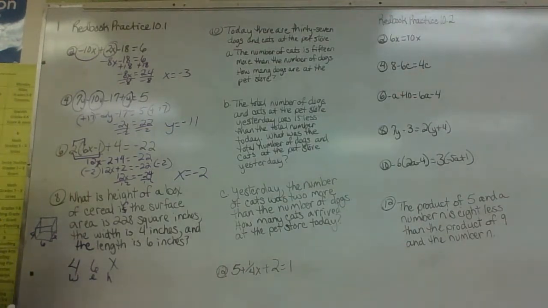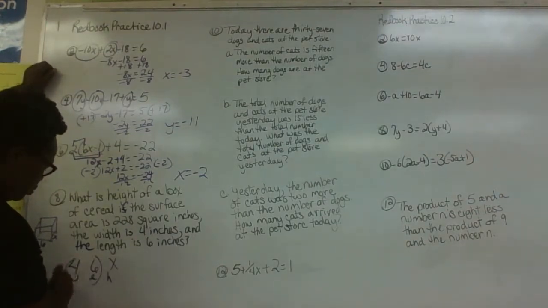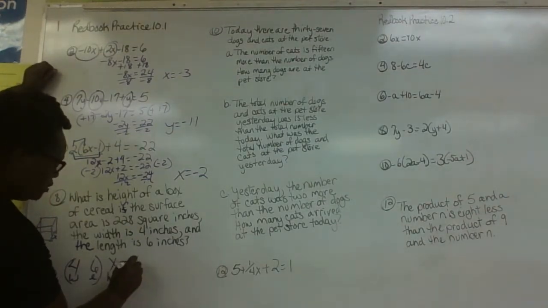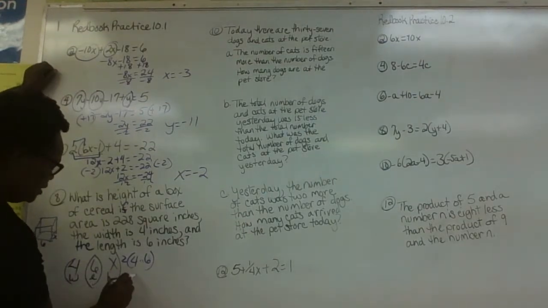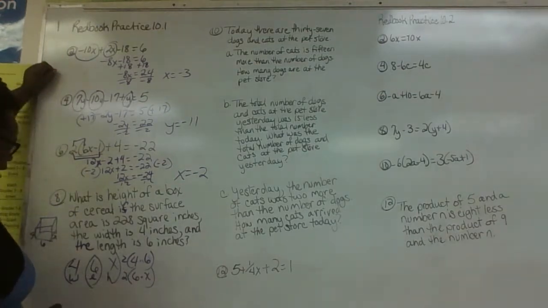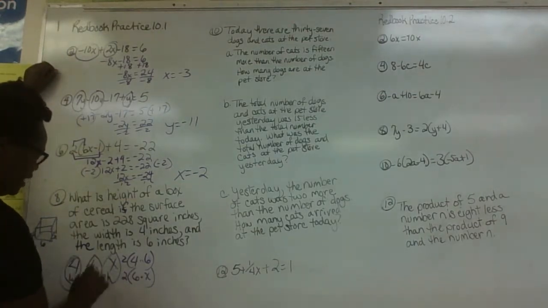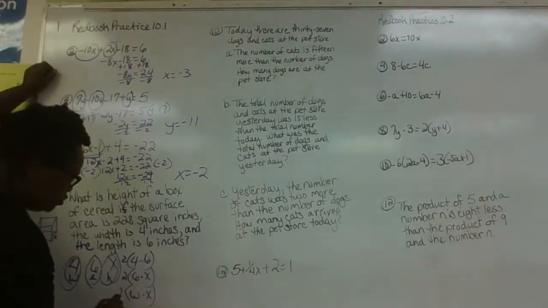So it looks a little like this. We have 2 widths and lengths, so that's 4 times 6, and it's 2 of them. And then we have width and height, so that's 6 times x, and we have 2 of those. And then we have width and height, which is w times x, and we have 2 of those.